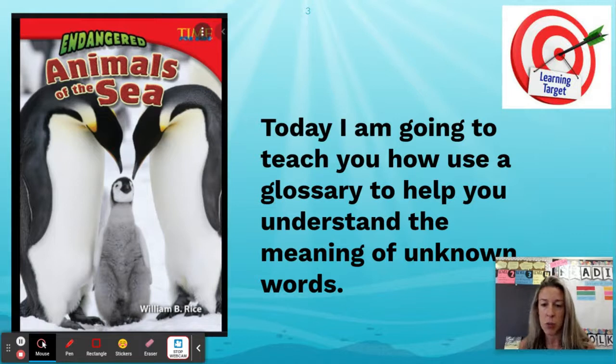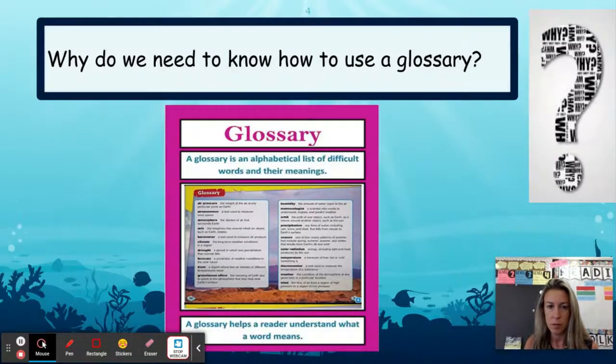Today I'm going to teach you how to use a glossary to help you understand the meaning of unknown words. When you hear the word glossary, you should already be thinking about nonfiction, because when you read nonfiction in either 4th and 5th grade, the glossary was one tool to help you really understand the meaning of words that you did not know about. All right, a glossary is an alphabetical list of difficult words and their meanings. And a glossary is going to help a reader understand what a word means.